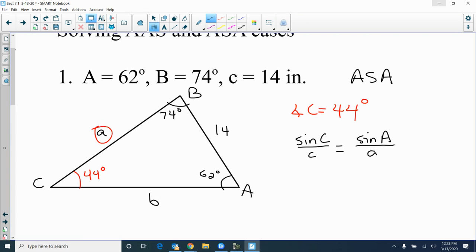But sine of 44 over, what do I got? 14 equals sine of 62 over A. Okay, it's really a proportion, cross multiply.